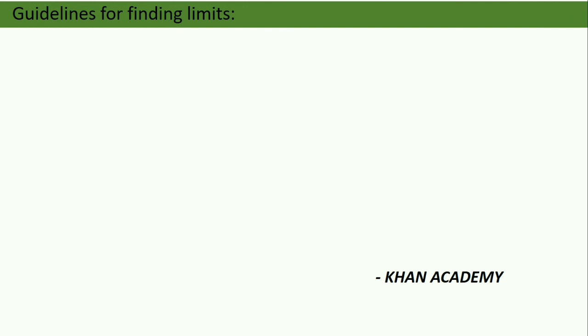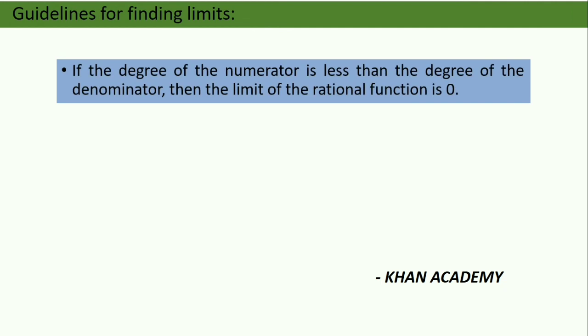So, guidelines for finding limits, and this is based on Khan Academy. So first, if the degree of the numerator is less than the degree of the denominator, then the limit of the rational function is 0. So this means if mas gamay ang degree si numerator and mas dako si denominator, then ang limit sa function is 0.